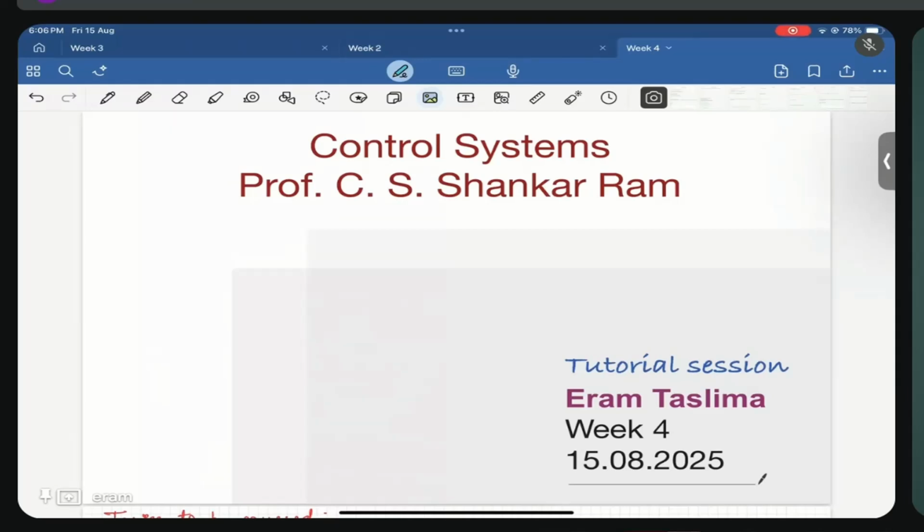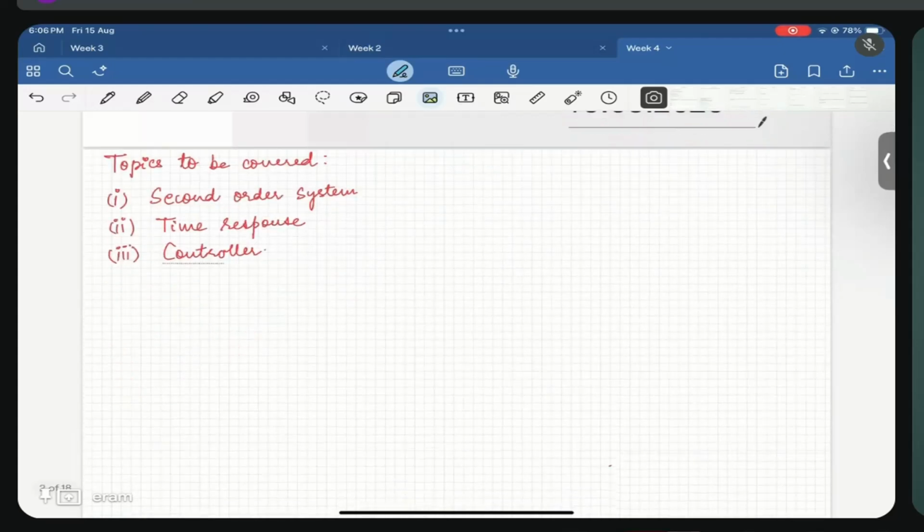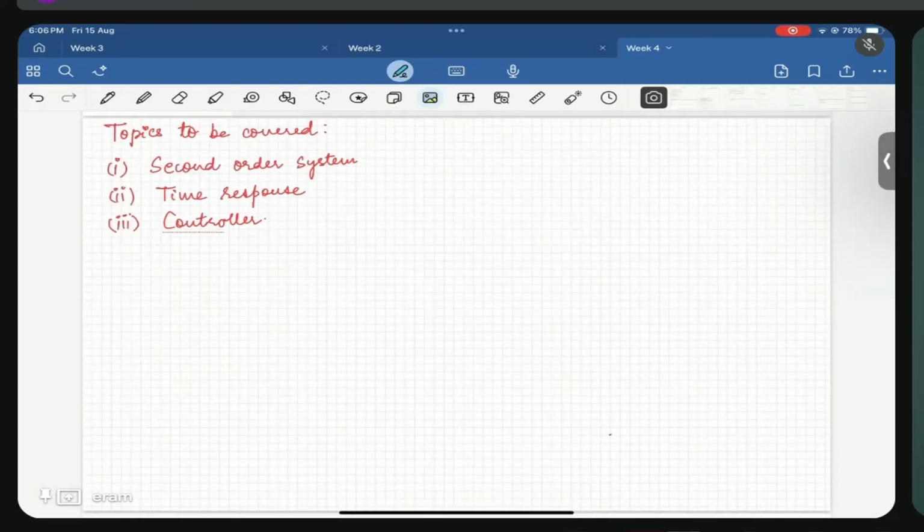So welcome to week 4 of the problem solving session for the course control systems. In the last week we have seen questions on first order systems and stability conditions, etc. And in the course you have gone through lectures on second order system, the time response of second order system, how we can characterize the solution, and some controllers like the proportional derivative type of controller. So we will solve questions related to these topics today.